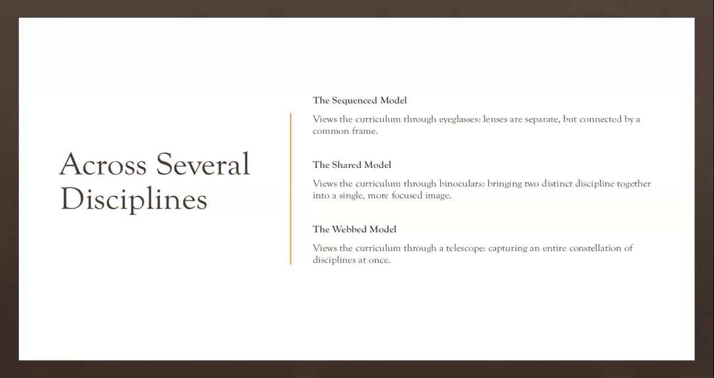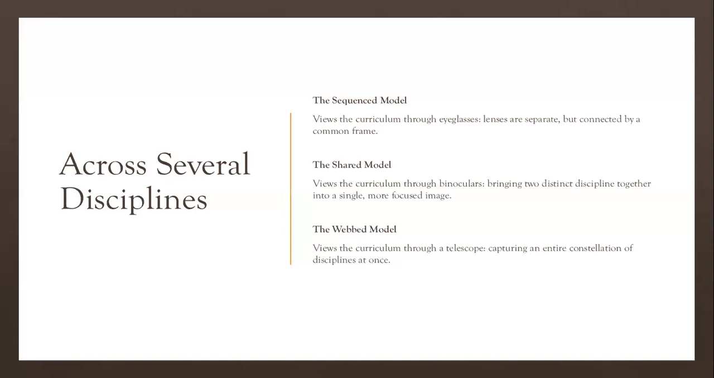Next, let's get into across several disciplines. So, what it means to integrate curriculum across several different disciplines. So, the first model that we could use to do that would be the sequenced model, which we're comparing that type of curriculum. We're viewing it through the perspective of eyeglasses. So, your lenses are separate entities, but they're connected by a common frame.